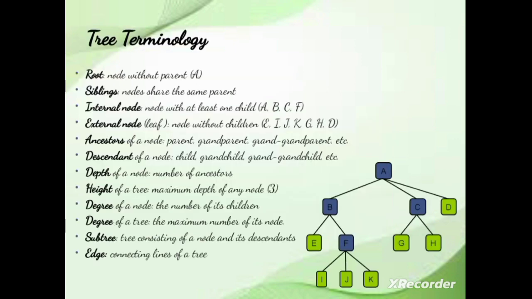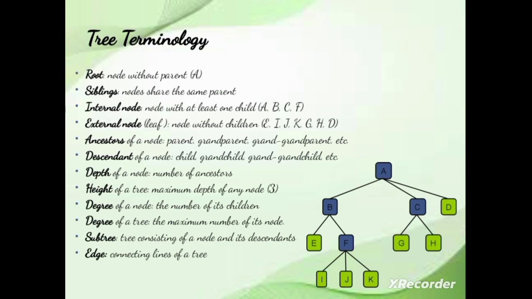Tree terminology. Root: node without a parent. The root of a tree is the topmost node, denoted as A in this case. It is a node that does not have a parent, and it serves as the starting point of the hierarchical structure. Siblings: nodes that share the same parent. Nodes that share the same parent are called siblings. For example, in the tree structure, nodes B and C are siblings as they have the same parent, A.